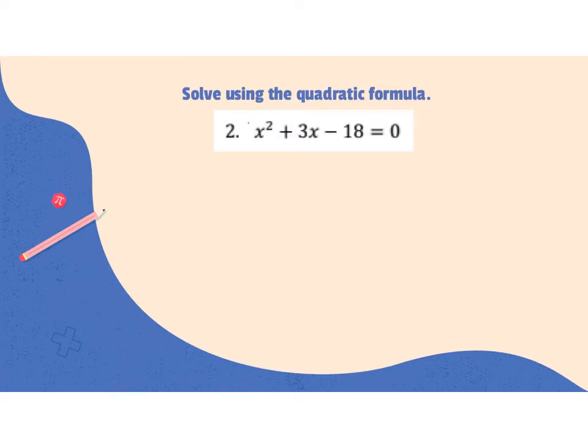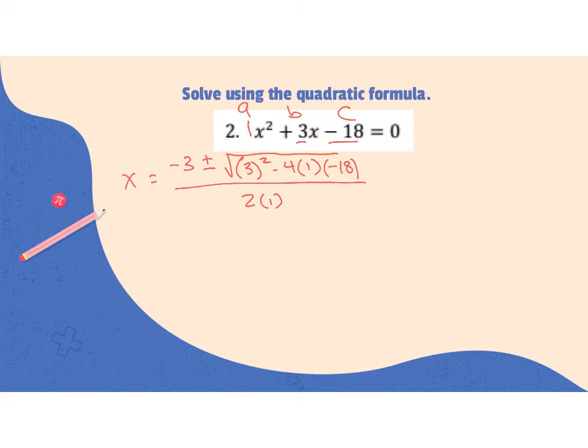So in the next one, I have an a of 1, a b of 3, and a c of negative 18. So here's my a, here's my b, here's my c. All right, so if I plug this in, it looks like x equals the opposite of b. That's negative 3 plus or minus the square root of 3 squared minus 4 times a, which is 1, times c, which is negative 18. All divided by 2 times a, which is 1. All right, so there's my expression that I'm solving.